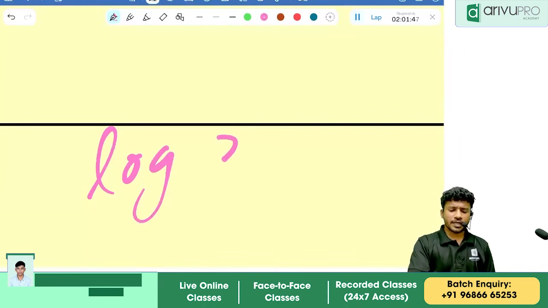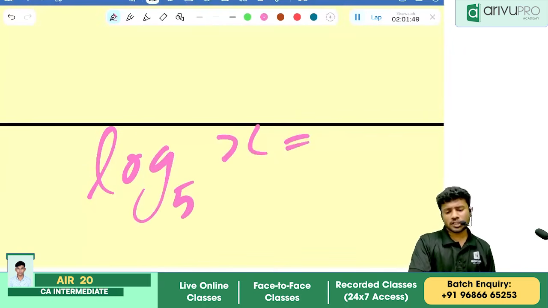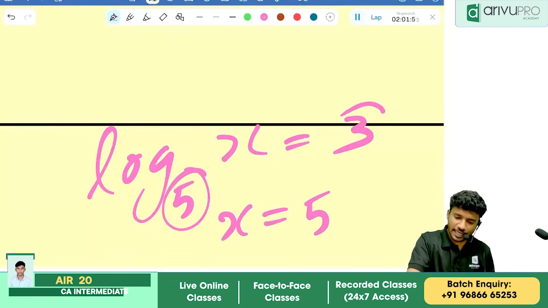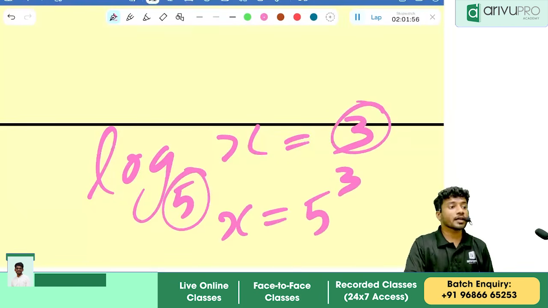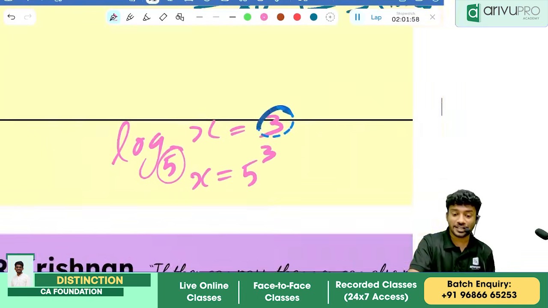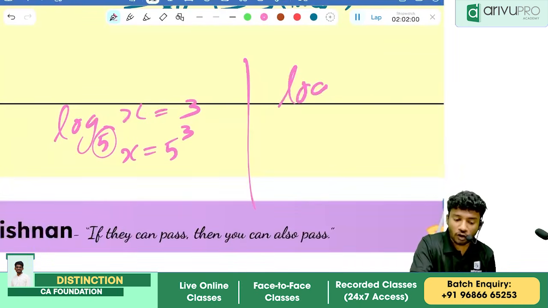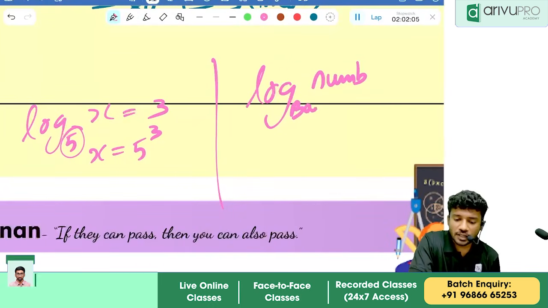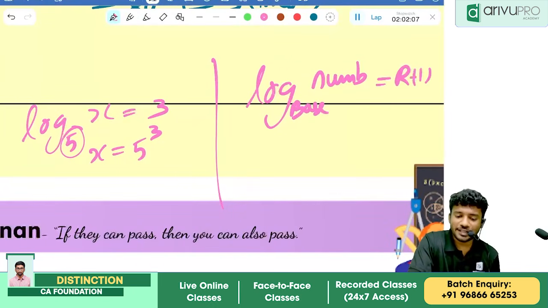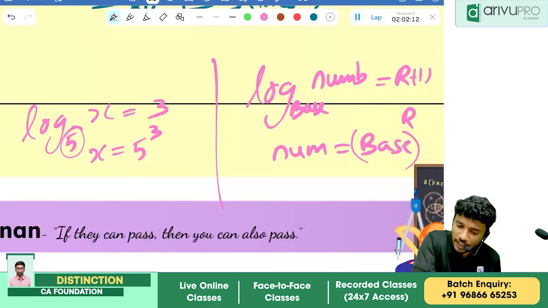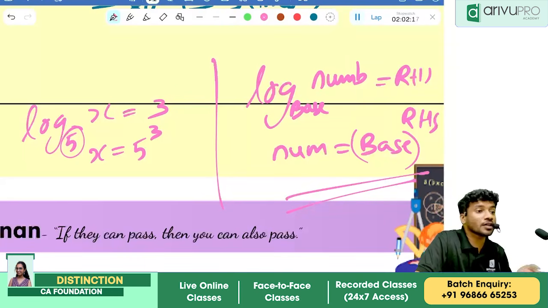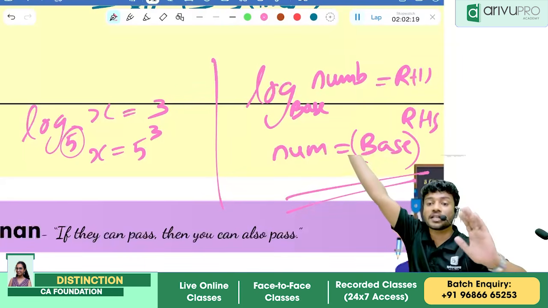Log of x to the base 5 is equal to 3. How will you find it? x is equal to base raised to 3. How many times is 5 multiplied? That was the case, right? Now people, again, log of the number to the base is equal to right hand side. That means number is equal to what? Base raised to right hand side. Remember it this way. We can find the value inside the log using base raised to the right hand side value.